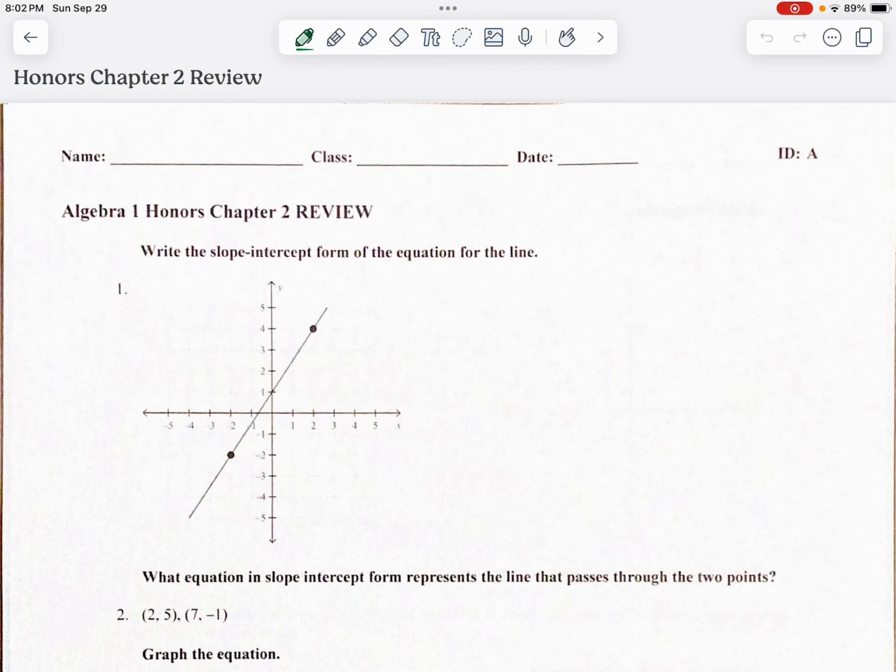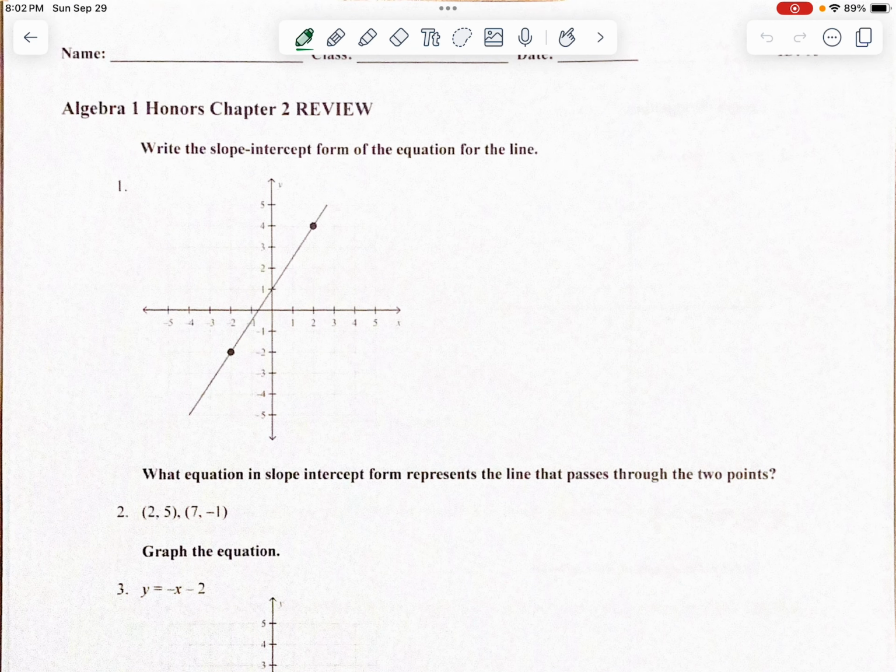Alright, this is your Chapter 2 review. All of these questions should look familiar because I believe you've seen most all of them before. So like the first one, we're writing the slope-intercept form of the equation. Remember, the slope-intercept form is y equals mx plus b. And so this one is pretty easy.